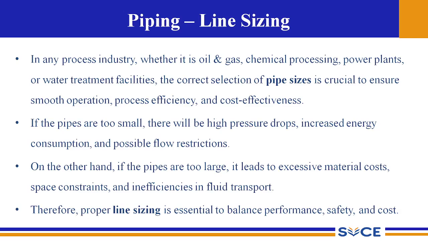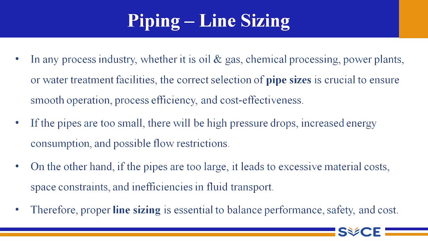If, on the other hand, you look at very large pipelines, that will lead to excessive material cost, space constraints, and inefficiencies in fluid transport by not having a fully developed flow inside the pipeline. Large pipelines will lead to excessive material cost, which increases the capital cost of the investment. So, to have a balanced performance, safety, and cost consideration, we need to go for proper line sizing.